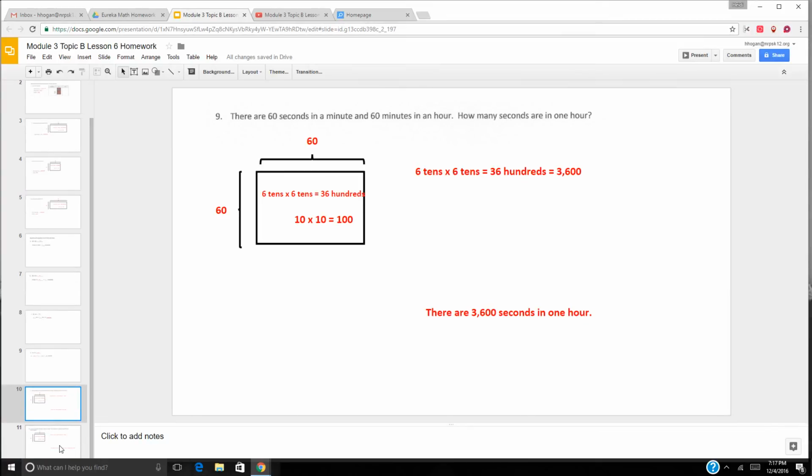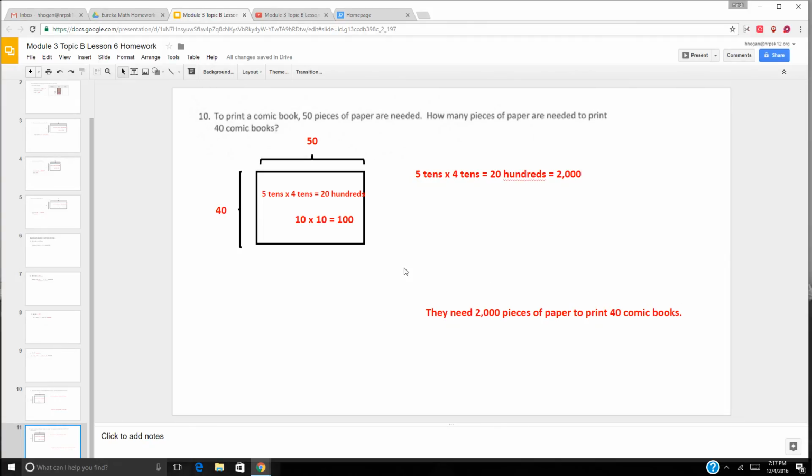And I believe we have one more. To print a comic book, 50 pieces of paper are needed. And how many pieces of paper are needed to print 40? So it's 50 times 40. So 5 tens times 4 tens. 5 times 4 is 20. 10 times 10 is 100. So 20 hundreds or 2,000. So they need 2,000 pieces of paper to print 40 comic books.